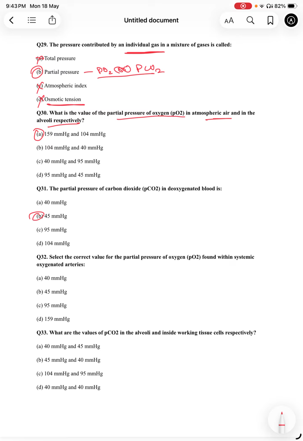Okay, so the next question. It's the same question based on the diagram.